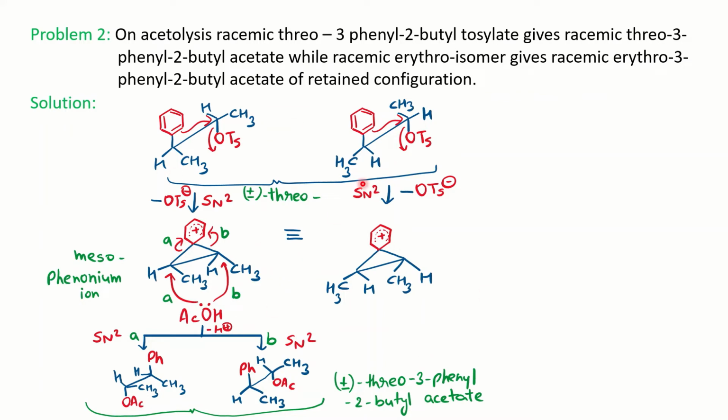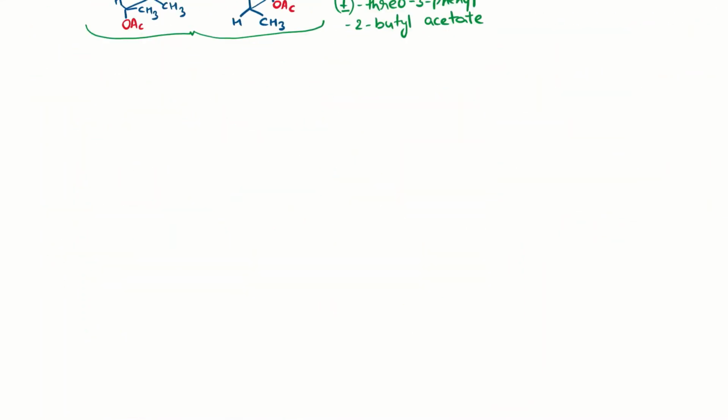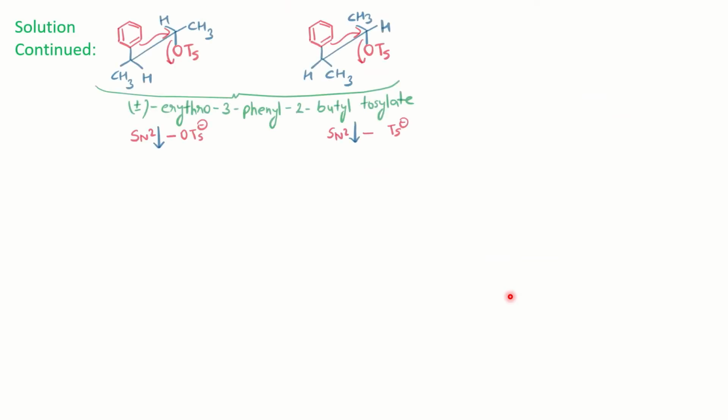Clear? So they are asking for the 3O isomer, and similarly they are asking for erythro isomer which generates the erythro one. So we will see that also. Before going to that, you can see one enantiomer is formed by NGP, as I told you, that is a retained configuration. Another is formed by rearrangement configuration. Now, erythro isomer. So you have to draw erythro isomer for the same molecule. In that case, you can draw one methyl and one hydrogen on the same side.